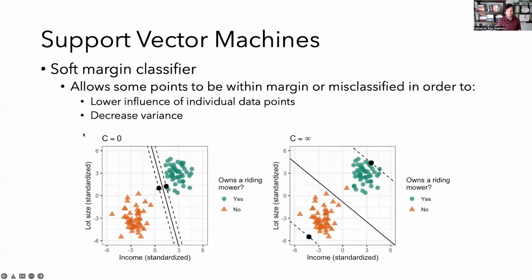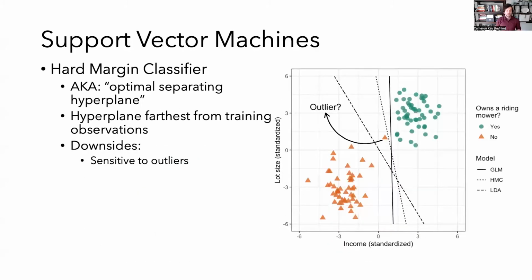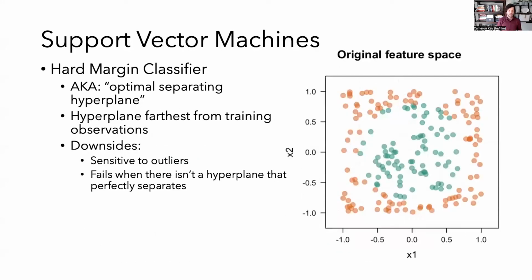So presumably, in most cases, the optimal value of C is not going to be 0. Probably also not going to be infinity, but it might be somewhere in between. So again, we can think of this as adding a little bit of bias to our model to decrease the potential variance when we go to apply this to a new data set. So that's one of the downsides, sensitive to outliers.